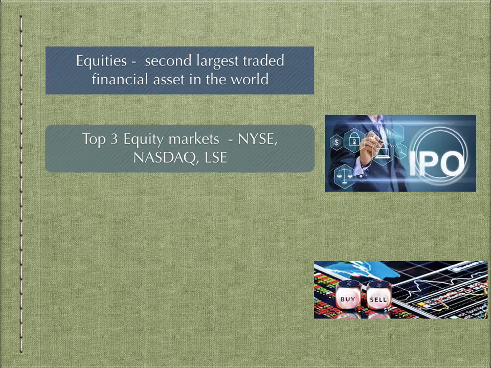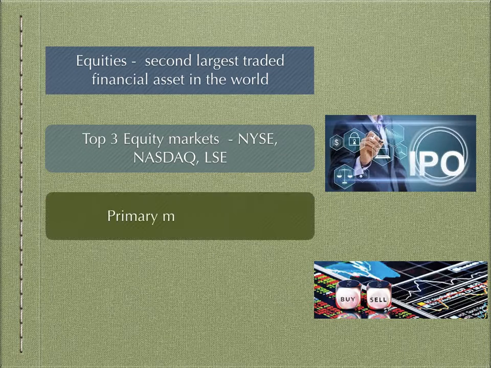The top 3 equity markets in the world are the New York Stock Exchange in the US, NASDAQ, which is also based in the US, and the London Stock Exchange, which is based in the United Kingdom. These 3 equity markets, which employ thousands of people as front office dealers, as well as lakhs of people as back office settlements, contribute extensively to the financial sector growth that has taken place in the last few years across countries.